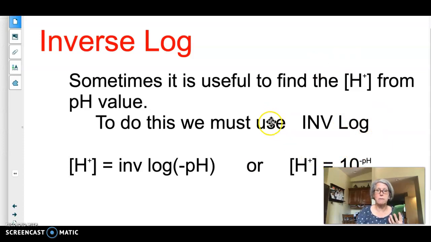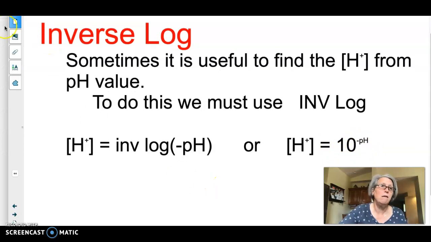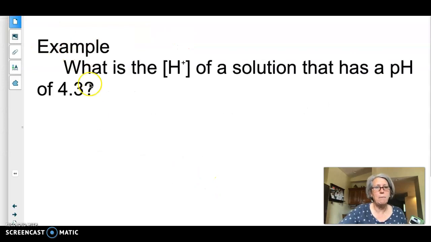If you can see right here, that's what this is. This would be 10 to, and then in this case, the x would be my pH value, okay? So let's try a problem like this. It says, what is the hydrogen ion concentration of a solution that has a pH of 4.3?